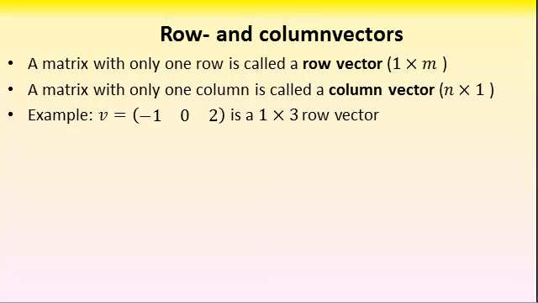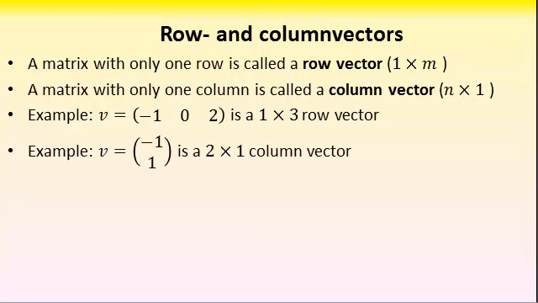if you like. Here is an example of a column vector. It has only a single column. It has 2 rows, so it's a 2 by 1 column vector, or a 2 by 1 matrix. So row vectors and column vectors are always special kinds of matrices, while a matrix may be a row or a column vector.